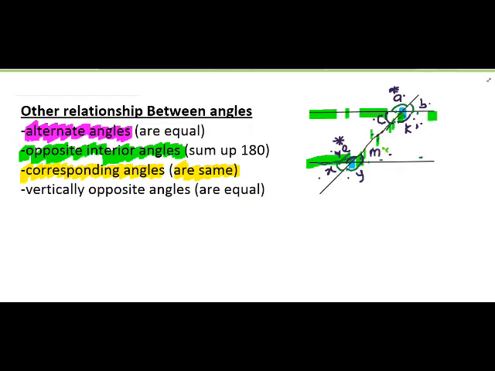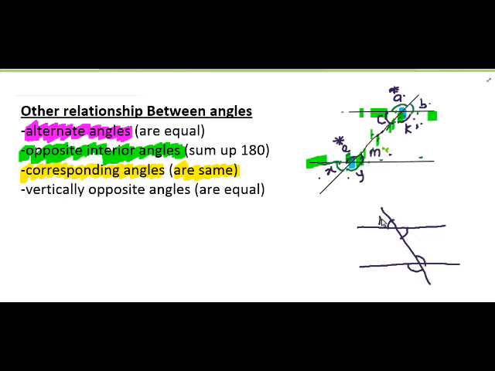Let me just get some things cleaned in this diagram for better understanding. It looks so busy. Now, vertically opposite angles. I think I need to draw another diagram for vertically opposite angles. If we have two parallel lines and a transversal cutting across them, we have an angle formed here and also an angle formed here. We can also have an angle formed here and an angle formed here.